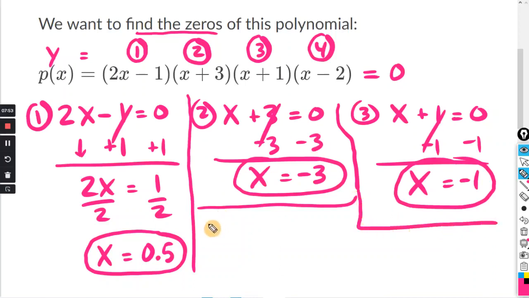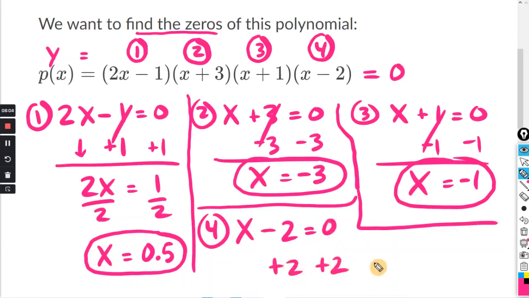And finally, part 4, x minus 2 equals 0. Adding 2 to both sides. The 2's cancel, and x equals 0 plus 2. 0 plus 2 is just 2.